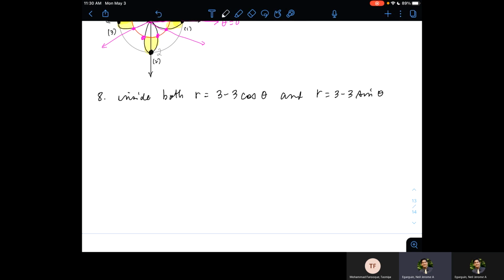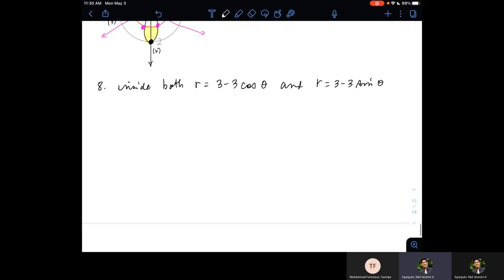Okay, so first we can identify what the graphs of these equations are. So we'll start with r equals 3 minus 3 cosine theta. So this is of the form a minus b cosine theta. So it's a limaçon, right? And then a over b is equal to 3 over 3, which is 1. So here we have a cardioid or a heart-shaped limaçon, right? And we know what to expect here.